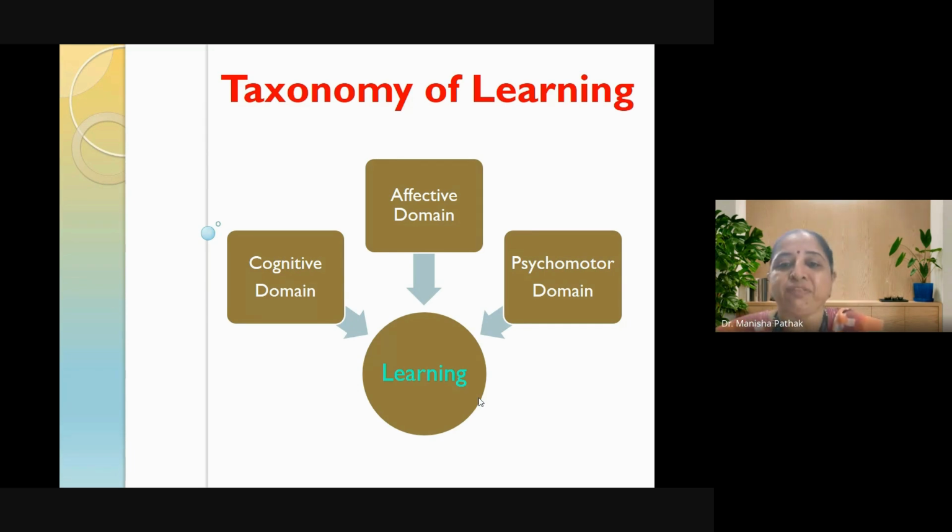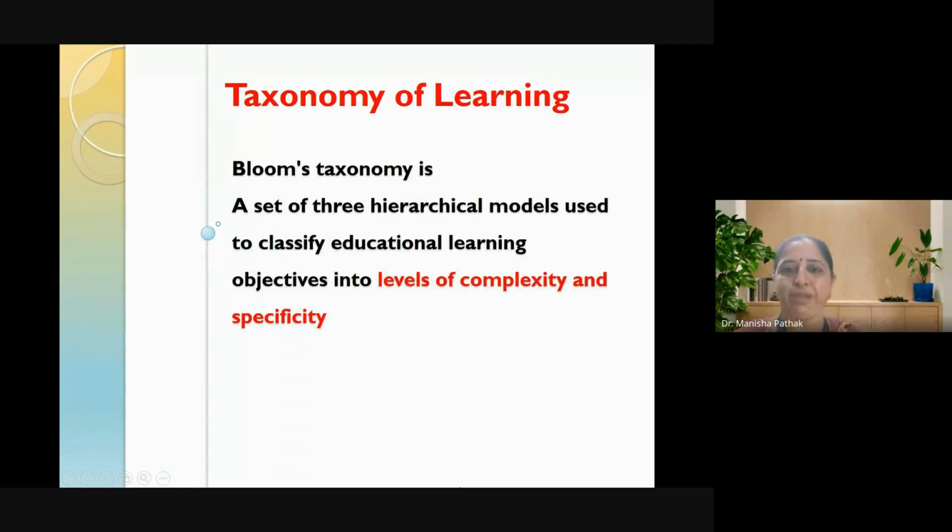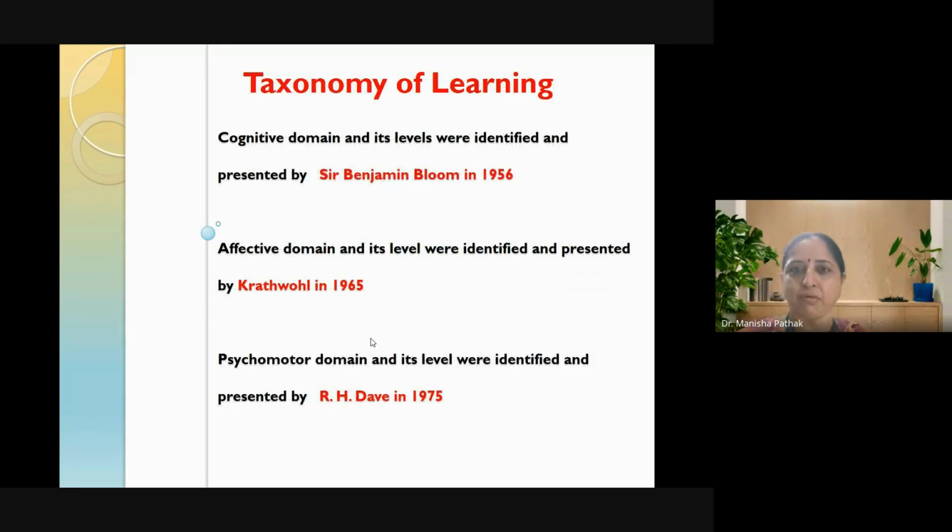When attitude is developing, it is the affective domain. And when knowledge is developing, that type of learning is called the cognitive domain. The cognitive domain, the affective domain, and the psychomotor domain. So if we go back to the taxonomy of learning, it has different levels of complexity and specificity. It's a hierarchical model, from less complex to more complex.